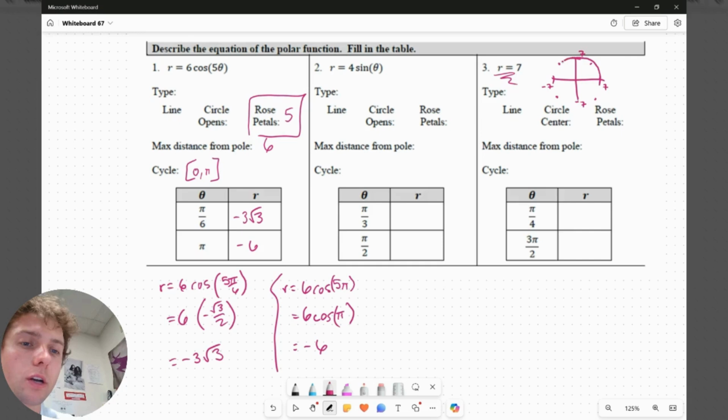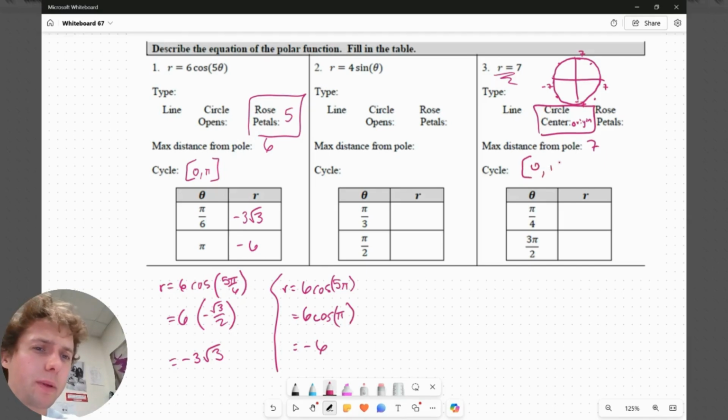And what you start to notice is this also forms a circle where the center is the origin. Your max distance is 7. Your cycle, it is a circle, so it'd be 0 to pi. But this circle had to go around a full time. This one would be 0 to 2 pi. From there, the radius, we know it's always a value of 7. And now we've completed that problem.